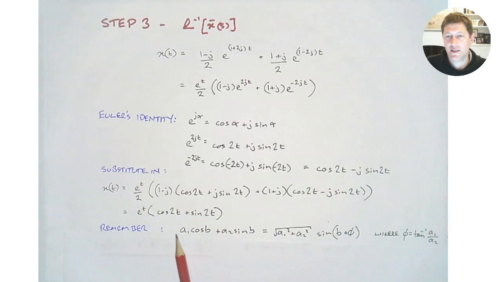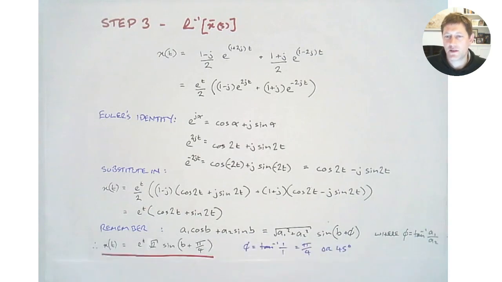Remember this identity, a1 cos b plus a2 sine b equals the root of a1 squared plus a2 squared multiplied by sine of b plus phi, where phi is tan inverse of a1 over a2. Implement that. We see that phi is equal to inverse tan of 1 divided by 1, which is pi over 4, or 45 degrees. And when we implement it, then we get our solution is e to the power t times root 2 times sine b plus pi over 4.